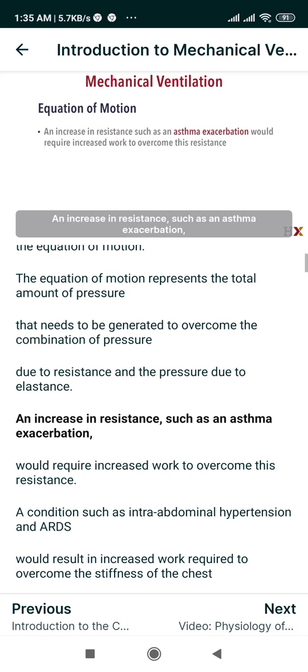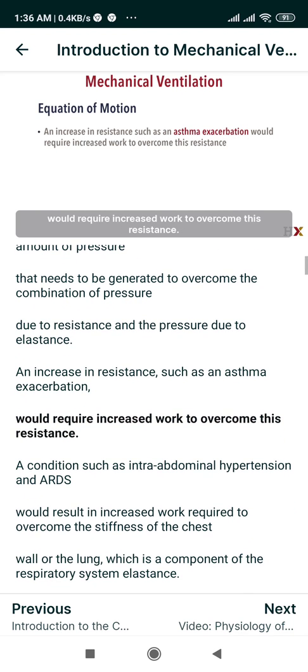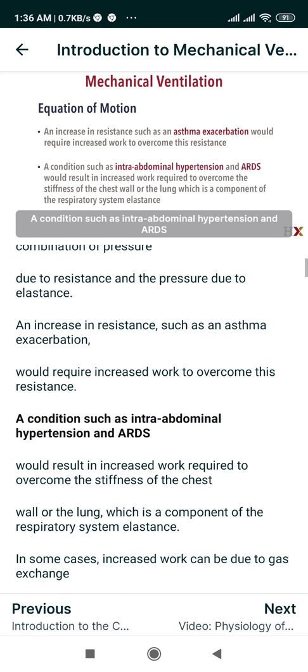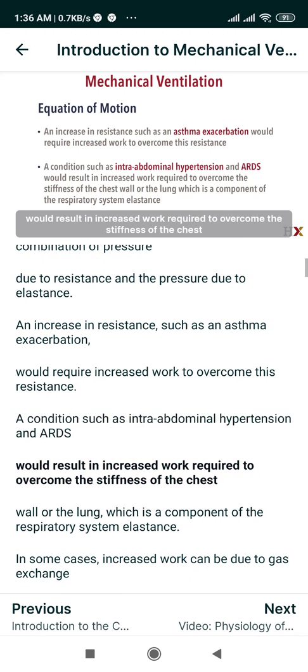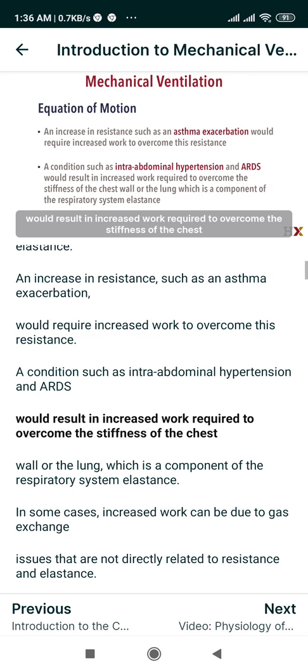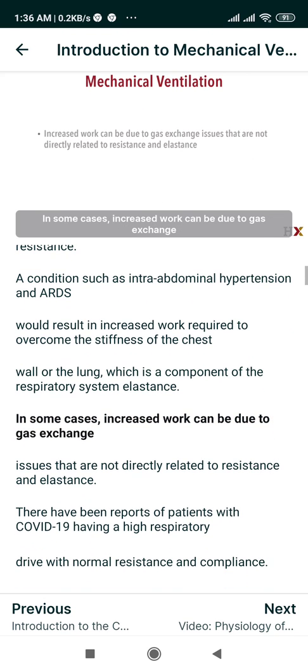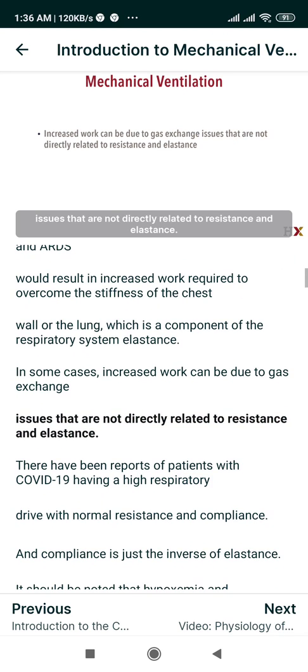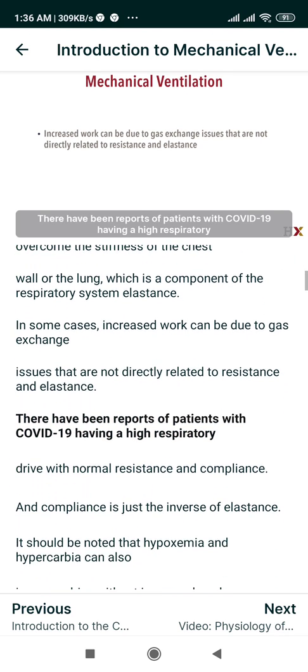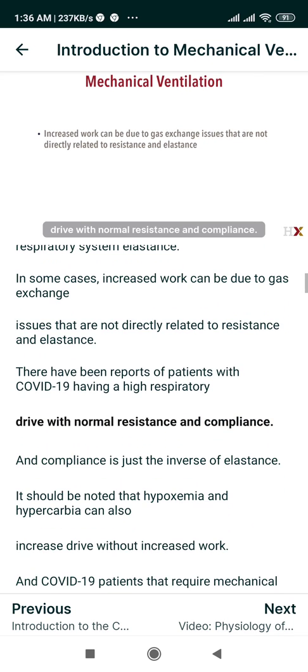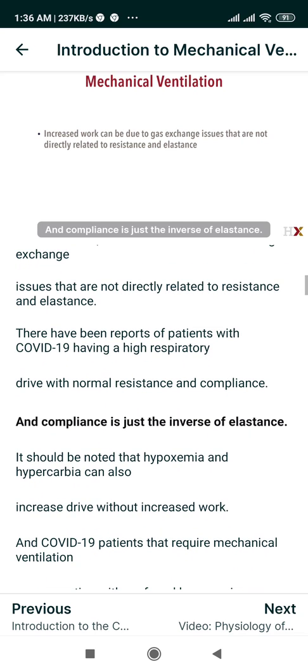An increase in resistance, such as an asthma exacerbation, would require increased work to overcome this resistance. A condition such as intra-abdominal hypertension and ARDS would result in increased work required to overcome the stiffness of the chest wall or the lung, which is a component of the respiratory system elastance. In some cases, increased work can be due to gas exchange issues that are not directly related to resistance and elastance. There have been reports of patients with COVID-19 having a high respiratory drive with normal resistance and compliance, which is just the inverse of elastance.